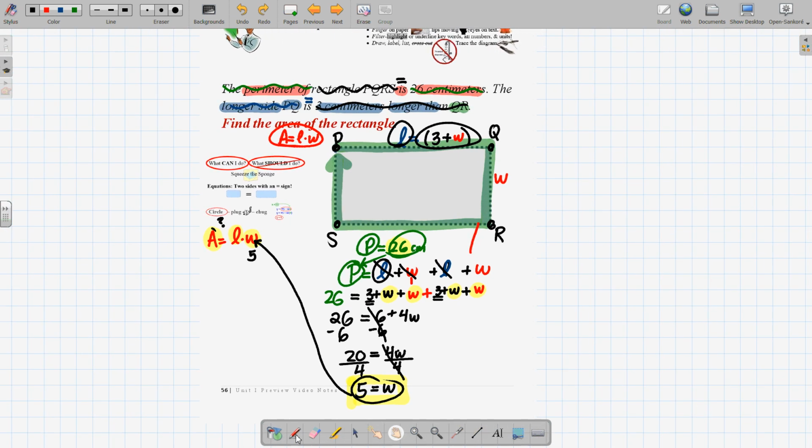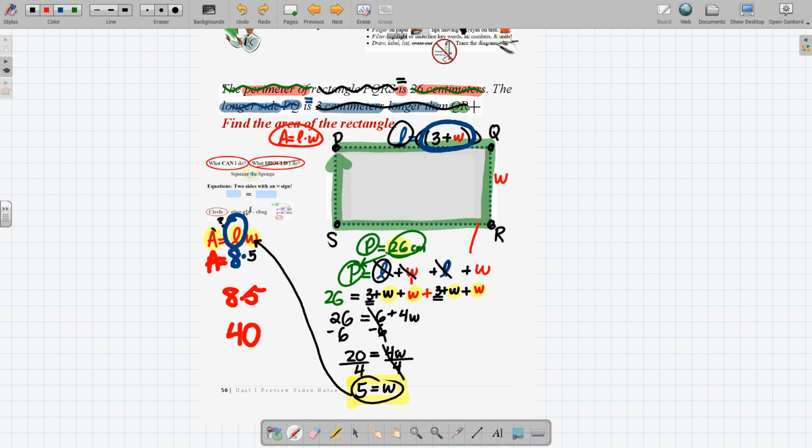Now I know my length. I'd like you to circle the length. My length up here is 3 plus 5, so my length is 8. Now I can finish my area. 8 times 5, that's 40.